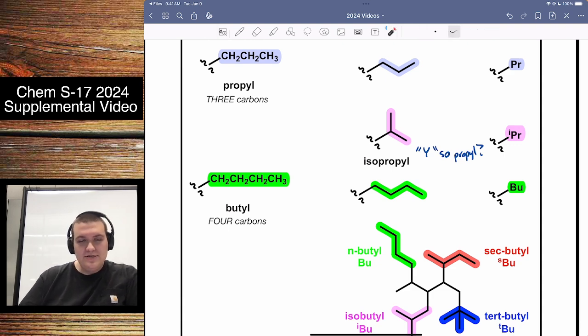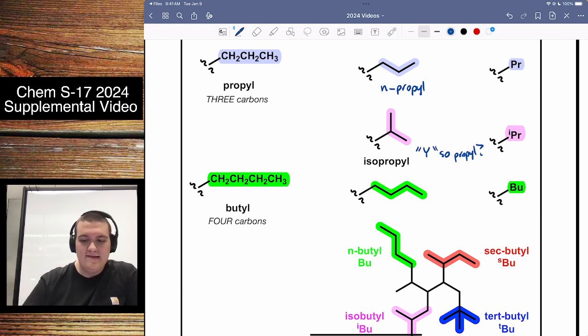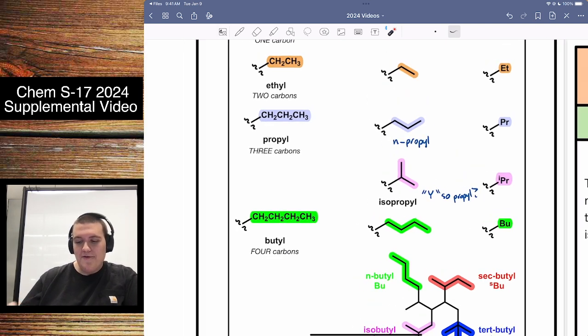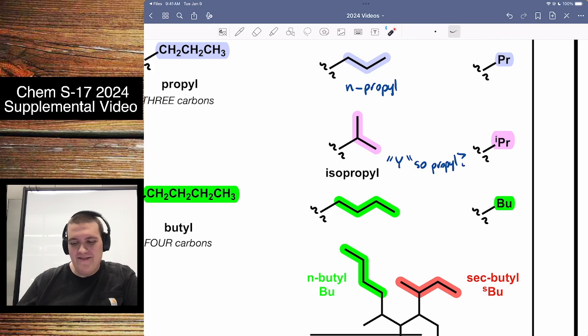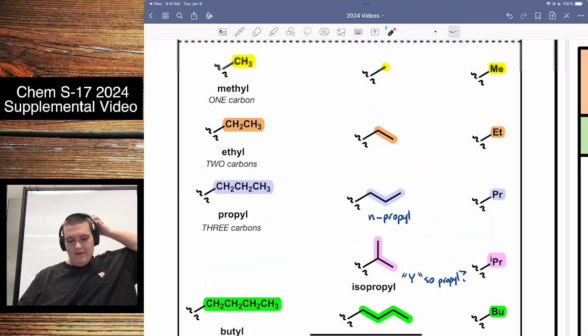And iso is just because this is an isomer of the other one. The other one's technically called N-propyl, but if you leave off the N, everyone will know what you mean. It's assumed that if it doesn't have a prefix or anything in front of it, it will just be propyl. Also, isopropyl has a cute little thing for the abbreviation, where it has a superscript I above it and then a PR. Boop. So that's methyl, ethyl, and propyl.